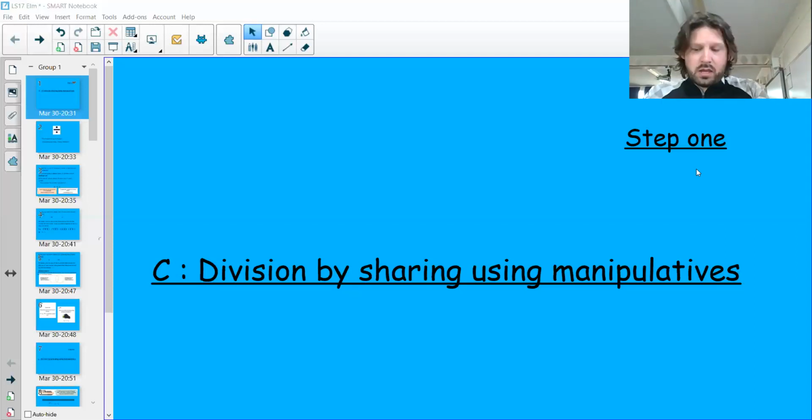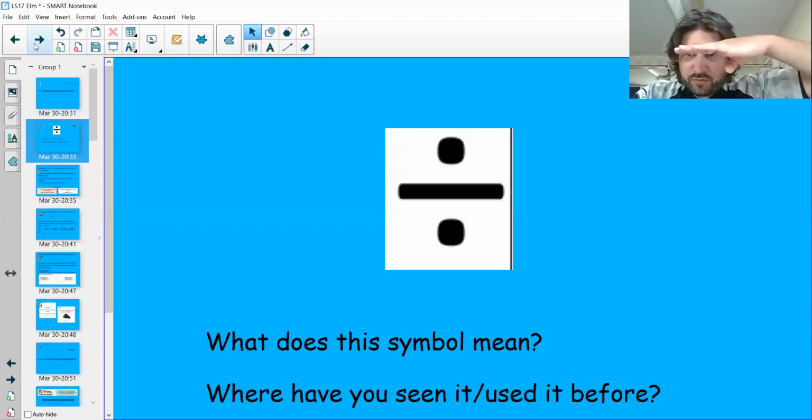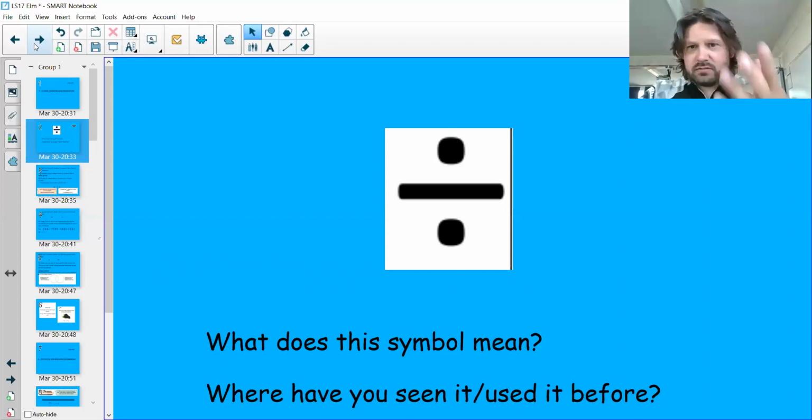So I've got a set of paper clips. I've got those in the corner, and I can get them when I need to. So first of all, just need to really recap this symbol. Now I've put on here, what does this mean? Where have you seen it or used it before? Now, for me, it's really quite straightforward because it's got that line and you've got one group here and one group here. So this is a division symbol. It is the divide symbol. And it reminds me of that because it's got that dividing line in the middle of two groups, okay? That's how I remember it.